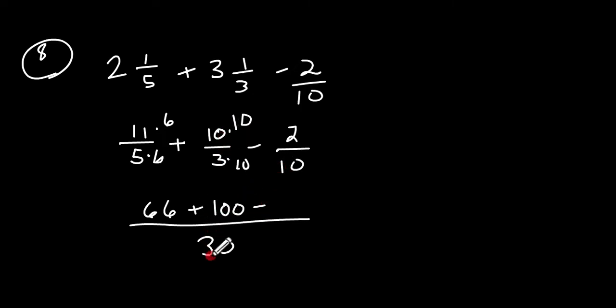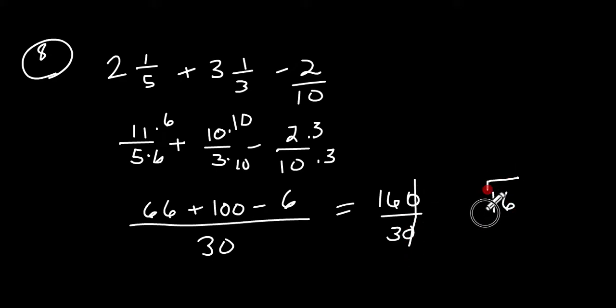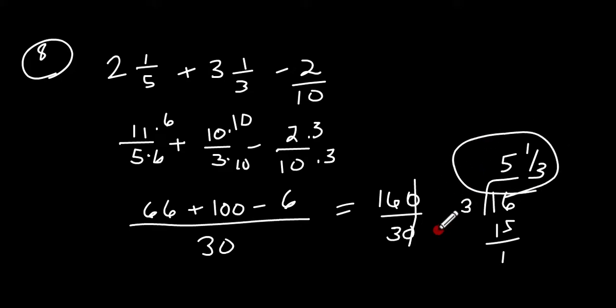And then 10 goes into 30 3 times, so we do this. Whoops. So we need that one to be multiplied by 3, so we multiply the numerator by 3. And when we add these all up, we get 160 over 30. I actually chopped these zeros off before I did my division. So 16 divided by 3 is 5, 15, and 5 1/3 is your final answer.